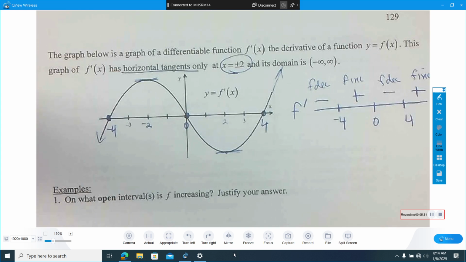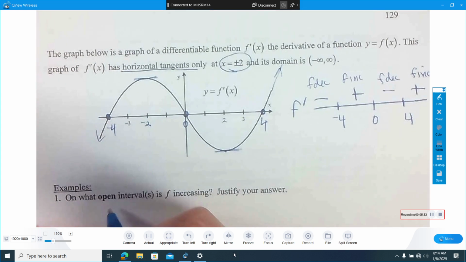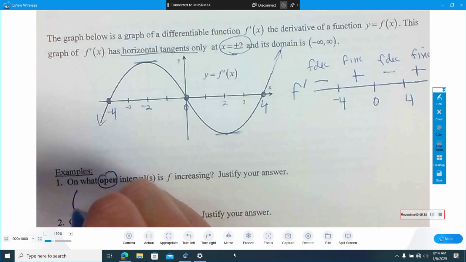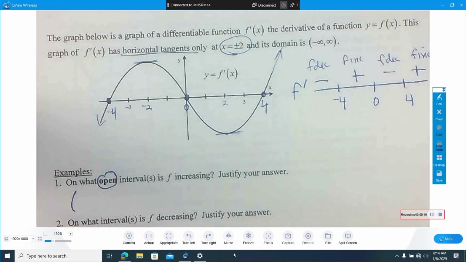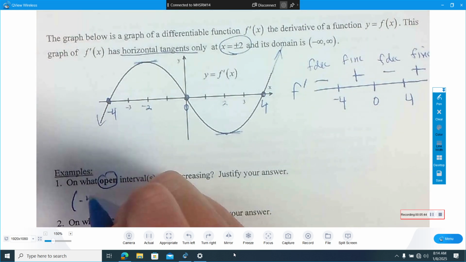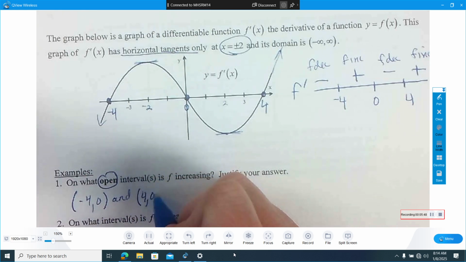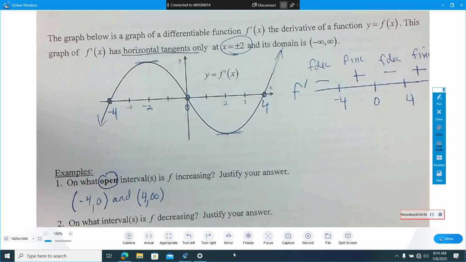All right, so then we know he used the word open, which means we are going to just use parentheses here, not brackets. So increasing from negative 4 to 0 and 4 to infinity. Now, what's our justification?